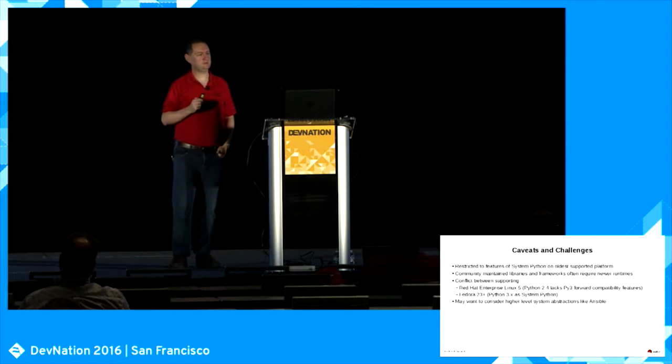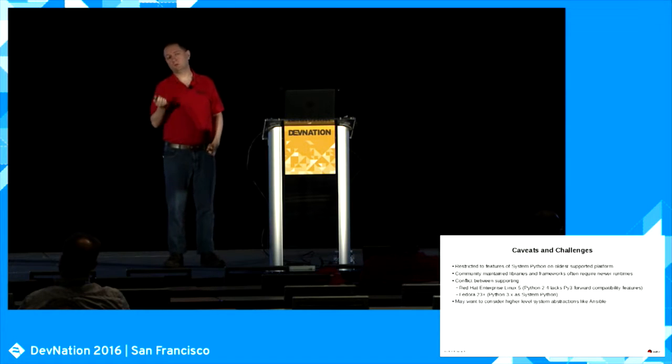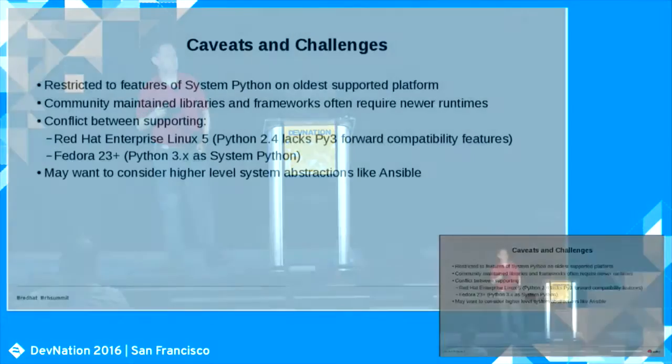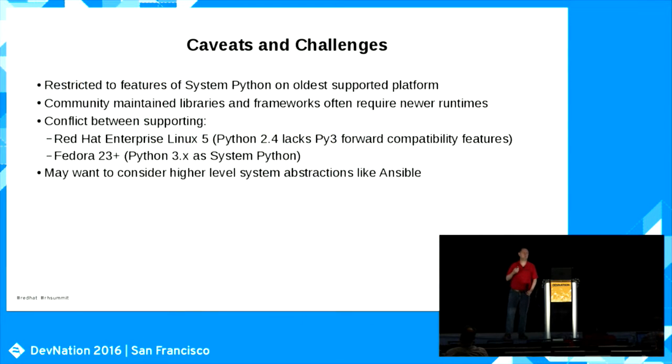And so that leads directly into some of the caveats and challenges of using the system Python that don't apply if you're using software collections or OpenShift images. In particular, whatever the oldest version of the operating system you support is, those are the features of the system Python that you're restricted to. So if you are supporting RHEL 5, then you can't use any features added in Python 2.5 or later.